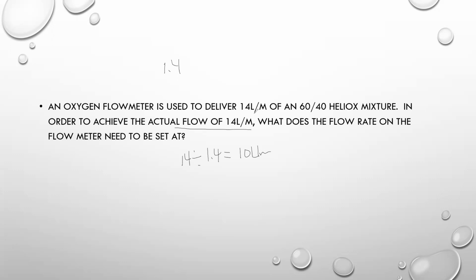If the actual flow is 14 liters per minute, I need to know what the flow rate on the flow meter needs to be set at, so you can just work in reverse. Knowing that your factor is 1.4, take 14, divide that by 1.4, that gives you 10 liters.